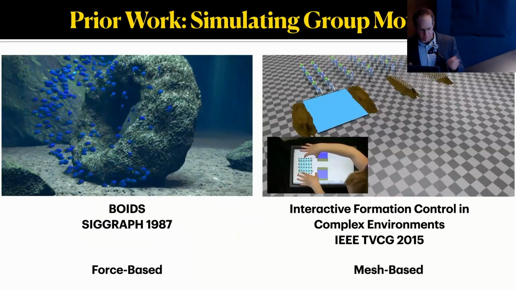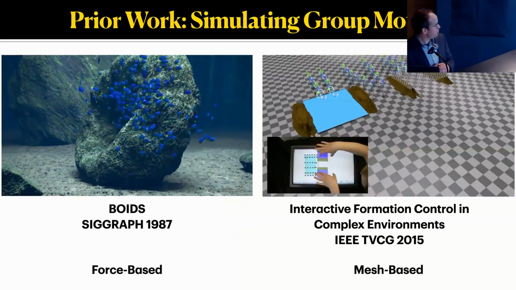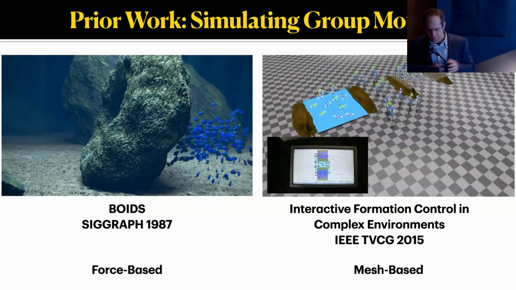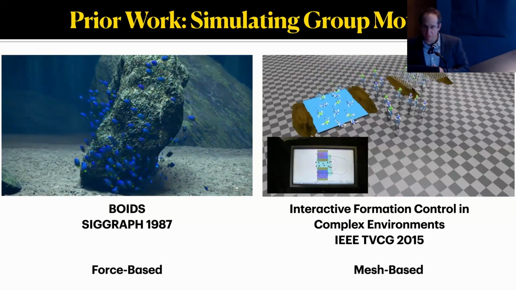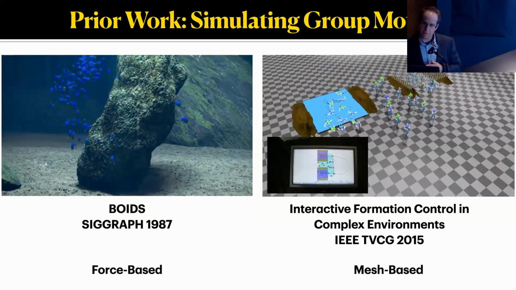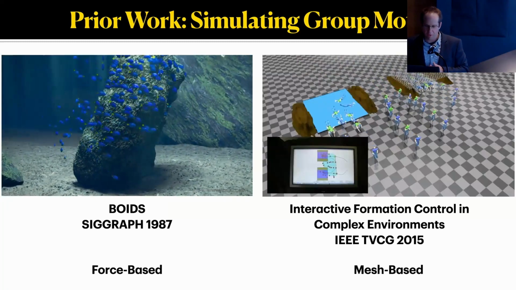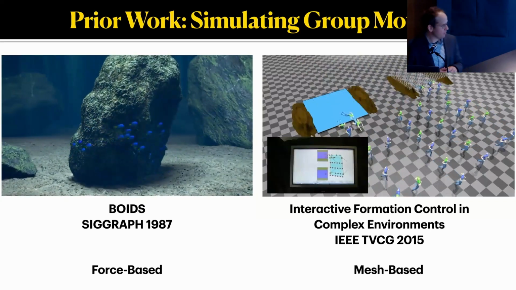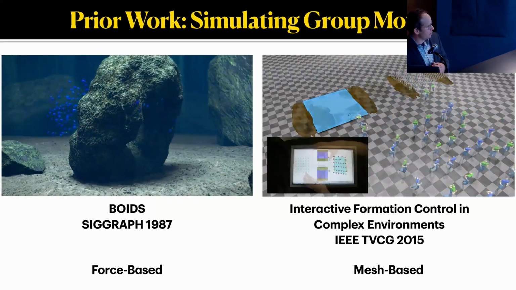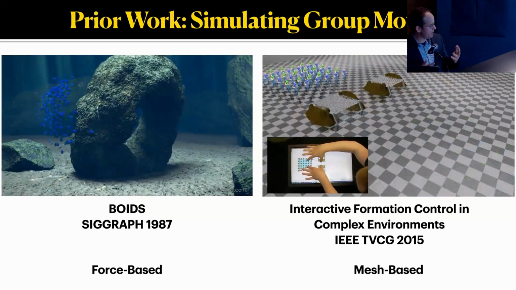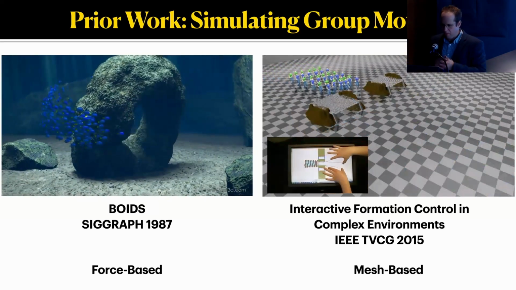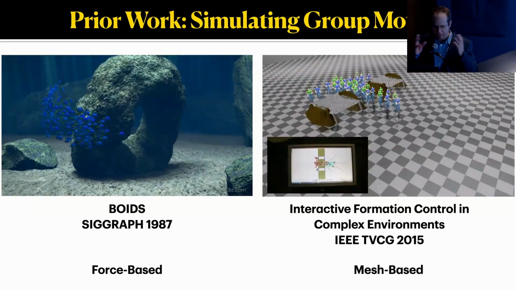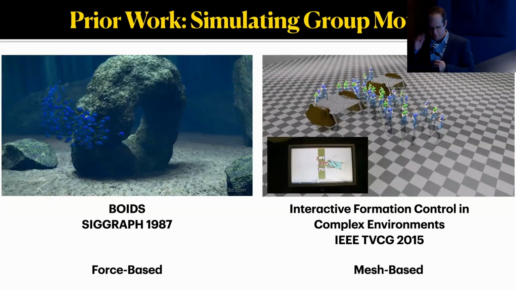Prior work in this area is pretty rich. You can see very early on in 1987, this is not the original rendering, but this is the Boids algorithm, which is focused on flocking and simulating animal behaviors. Here on the right, I put another example of a mesh-based method where the group is abstracted as a mesh. The user just deforms the mesh, and that's how the group will move when it's going to its goal.